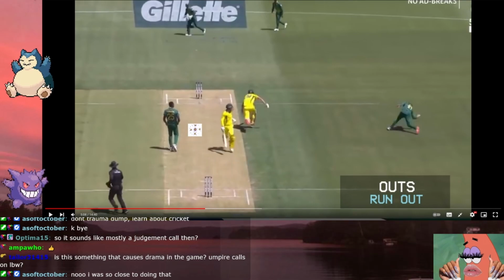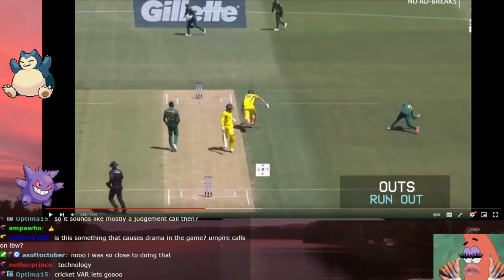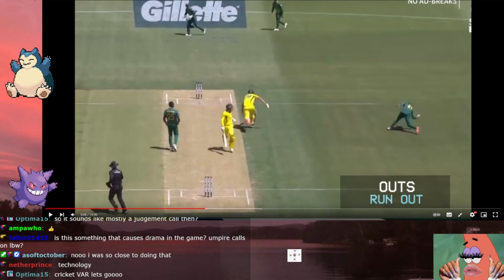There is technology now called Hawkeye that can help determine whether or not the ball was going to hit the stumps. And often what will happen is if a team doesn't agree with an umpire's decision, they will refer it to the third umpire to determine whether or not the ball was going to hit the stumps.